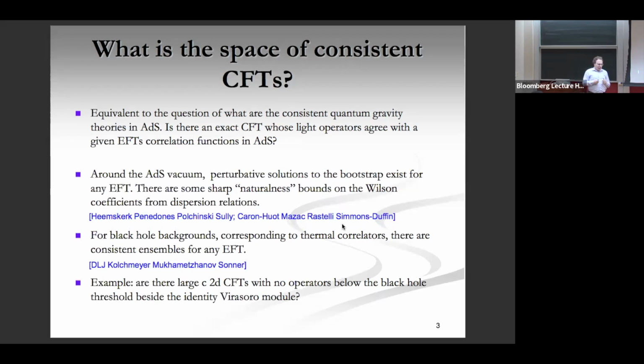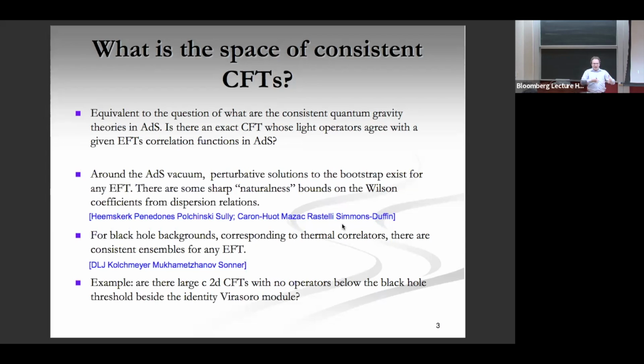And here I'm imagining a large C theory, but C doesn't have to be infinite, just some maybe large number. And then we might ask, is there an exact CFT which has those things as the light correlators? That's the dual question to, is there a consistent UV completion of gravity, some gravitational effective theory in AdS? And around the AdS vacuum, we know the answer, or there's this equivalence between the two sides in the sense that perturbative solutions of the Bootstrap, perturbative in a 1 over C expansion, if C is large, exist for any effective theory of gravity in AdS.